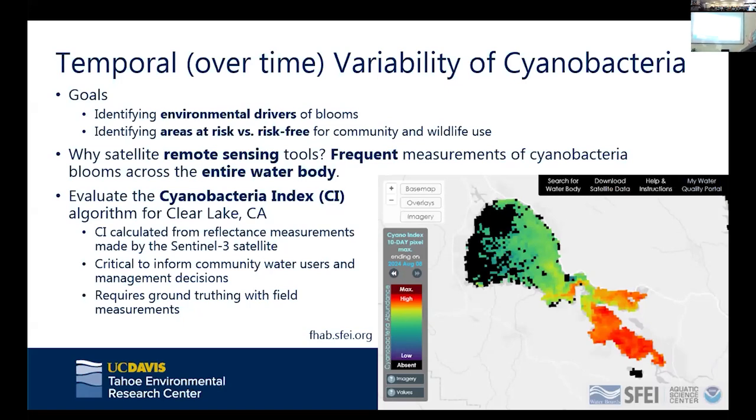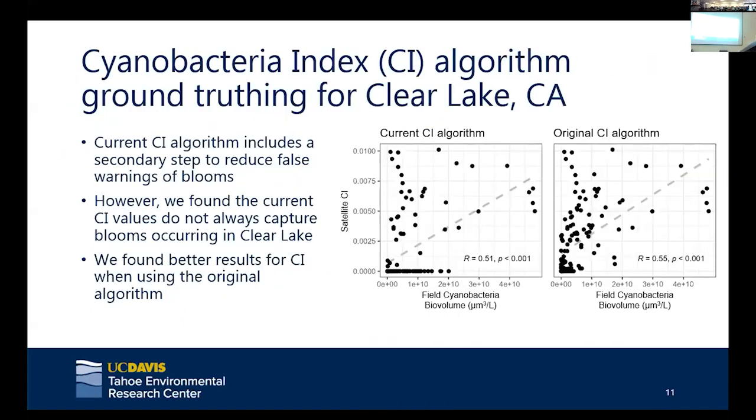However, in order to adequately use this, or any remote sensing tool, requires ground truthing with field measurements. So we did that ground truthing of the CI algorithm for Clear Lake using field data from our 5-year monitoring program, which Alethea presented on earlier today. We compared our field measurements of cyanobacteria biovolume, which are shown on the x-axis of these plots, versus the output from the satellite tool. And this is showing both the current CI algorithm and the original CI algorithm. And the current CI algorithm includes a secondary step, which was added in order to reduce false warnings of blooms. However, you can see in this data that it's also missing a lot of bloom events. And so these are like false negatives that aren't being picked up by the satellite tool. And in fact, we find the original CI algorithm is performing better for Clear Lake.